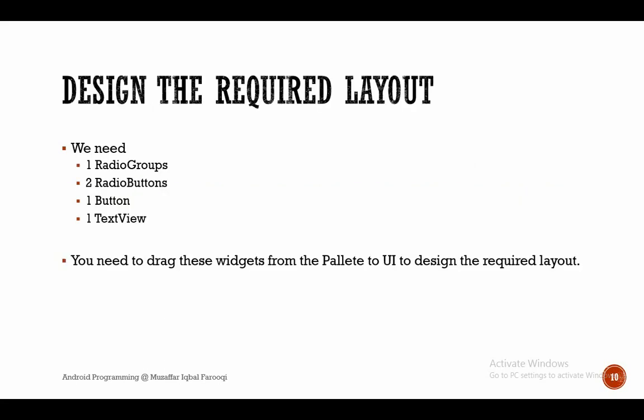In this app, we will need 1 radio group, 2 radio buttons, 1 button, and 1 text view. Radio buttons are used to choose one of the given options. In Android, by default, you can choose all the radio buttons available in an activity.